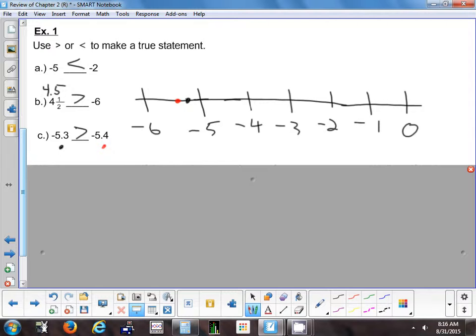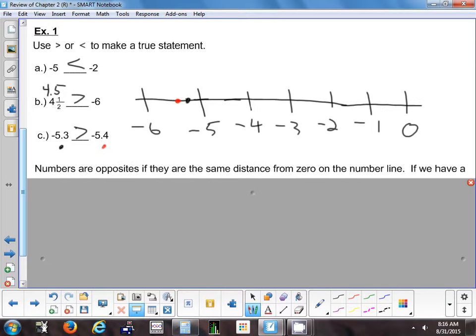All right, so next thing is opposites. One way you can tie this into a number line: numbers are opposites if they are the same distance from 0. Think about if you're at 0, positive 3, negative 3. They're each 3 units away from 0. They just go in different directions.